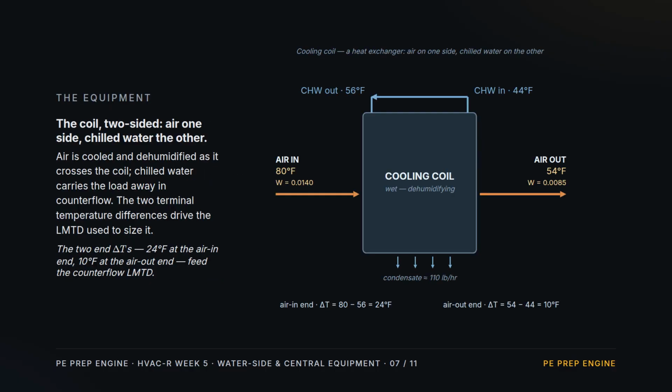The equipment. Air enters at 80 and leaves at 54, dropping moisture as condensate. Chilled water runs the other way, in at 44, out at 56, so the coil is a counterflow exchanger. The temperature gap is 24 degrees at the air in end and 10 at the air out end, and those two ends set the log mean difference.